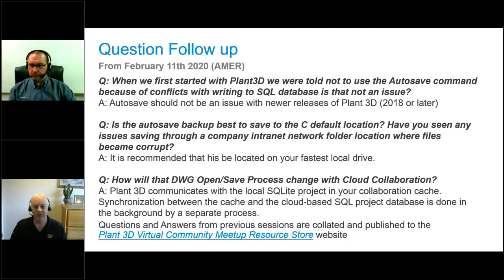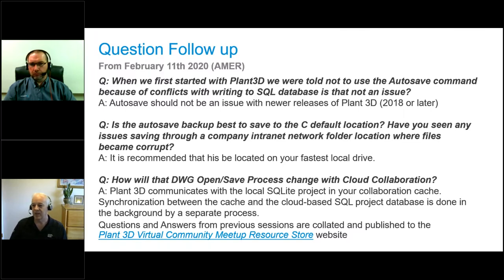Have you seen any issues saving through a company internet network folder location where files become corrupt? It is recommended that your autosave backup be on your fastest local drive. There's a lot going on with Plan 3D compared to just straight AutoCAD. And if there is any latency in your network or any packet loss, you don't want that to be affecting your data in any way if possible.